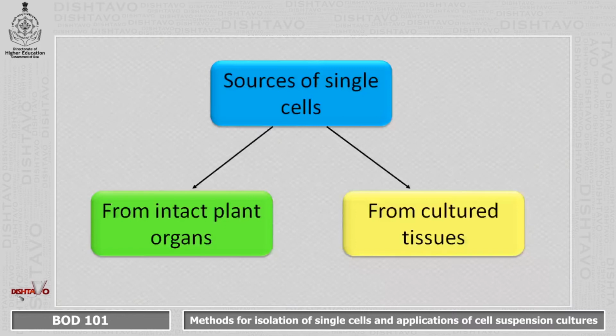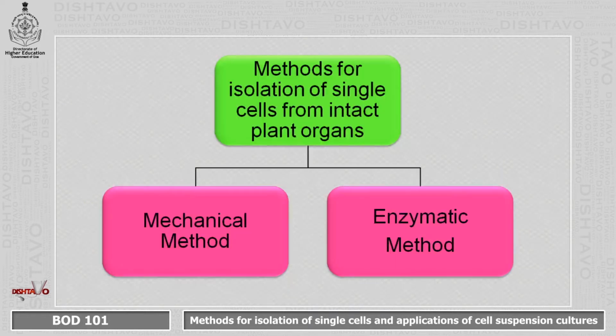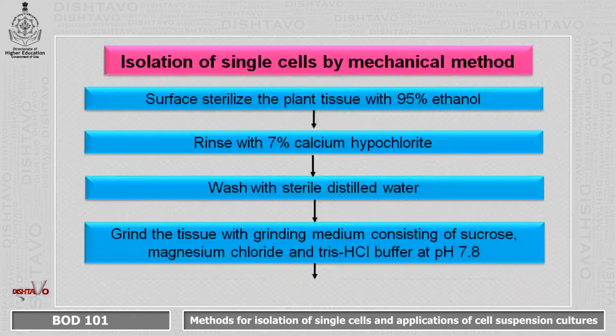The sources of single cells are intact plant organs such as leaf or stem. Single cells can also be isolated from cultured tissues. The methods for isolation of single cells from intact plant organs are the mechanical method and the enzymatic method. First, we will look at the isolation of single cells by the mechanical method.